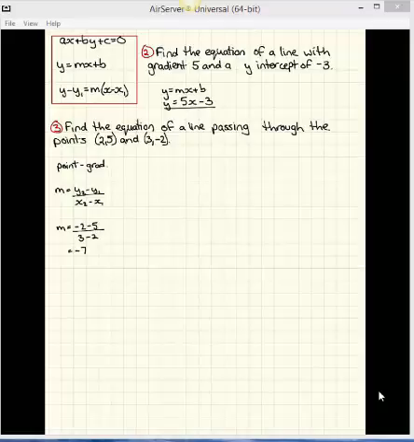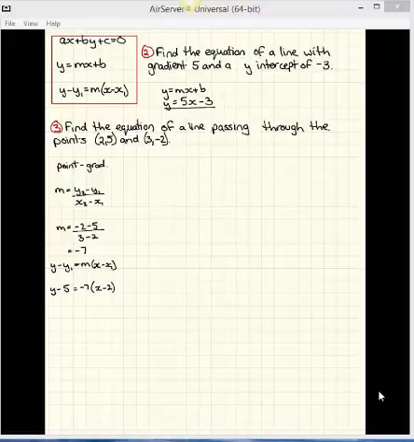So now I have a gradient and I have a point. I'm going to use the point 2, 5, and I'm going to substitute into y minus y1 is equal to m outside of x minus x1. We used this formula in the first question. We just had to find one more piece of information before we could apply it. So y minus, and I'm going to use 2, 5, so y minus 5 is equal to negative 7 outside of x minus 2.